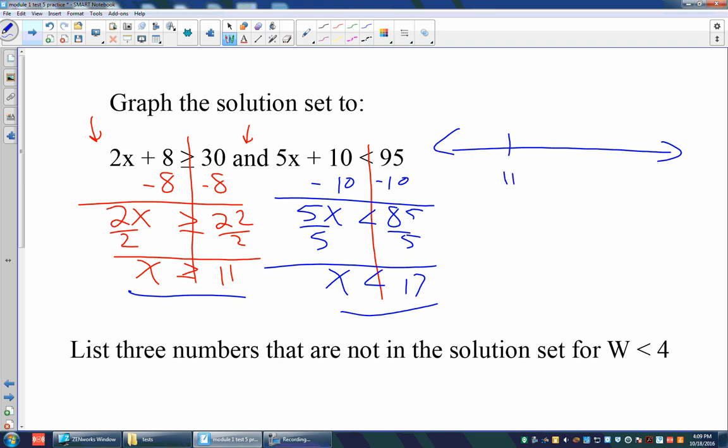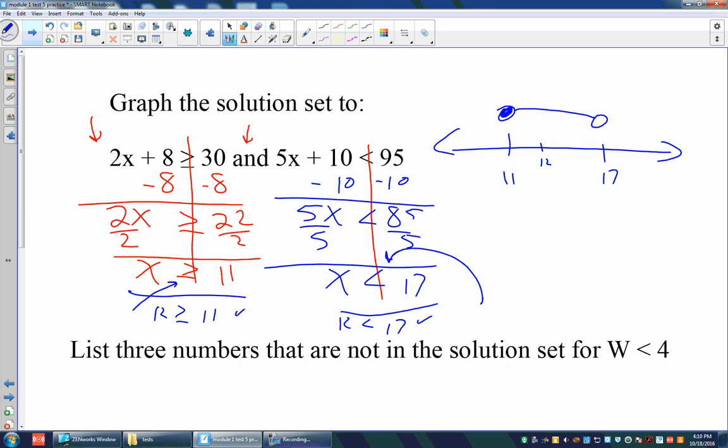So it says graph the solution set. 11 is a key number and 17 is a key number. I put a circle above 11, circle above 17. I can think of a number that is greater than 11 and less than 17, like 12. Is 12 greater than or equal to 11? Yes. Is 12 less than 17? Yes. It checks. So that means that I shade between the circles. And now this one is filled in.